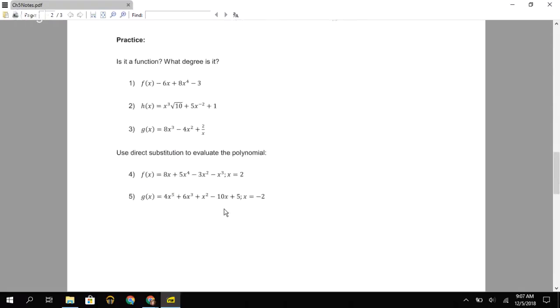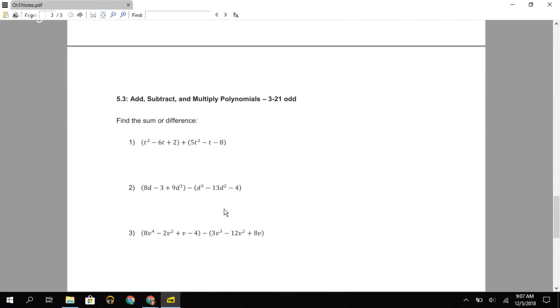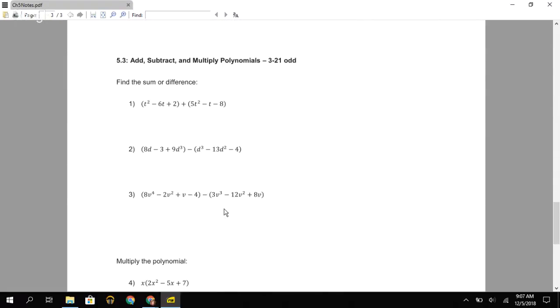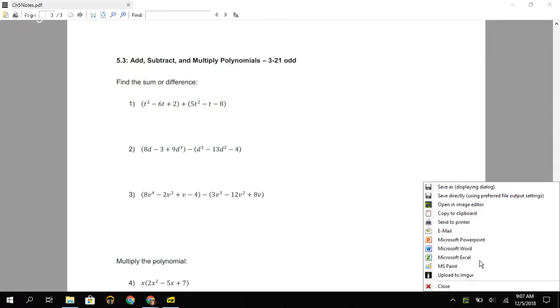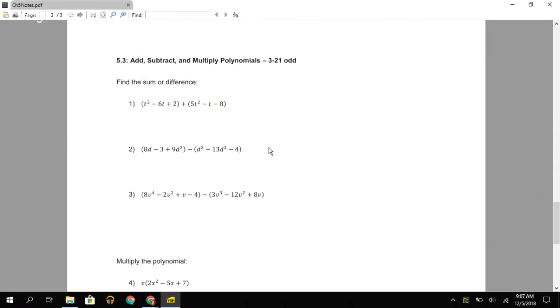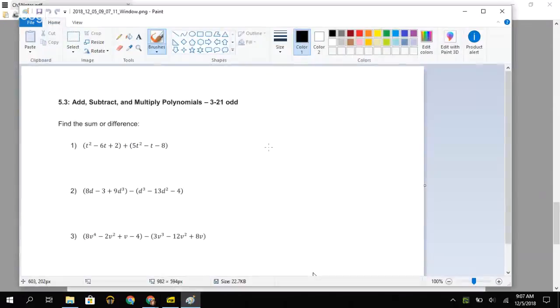Today we're going to talk about adding, subtracting, and multiplying polynomials. Again, this is probably something you've done, but it's good to make sure we're all on the same page, review our rules, and feel comfortable with what we can do with polynomials. The first thing we want to know is, what is a polynomial?